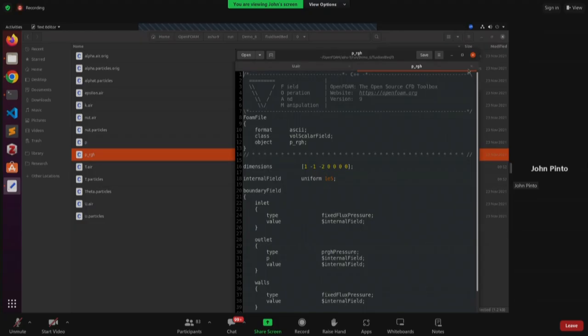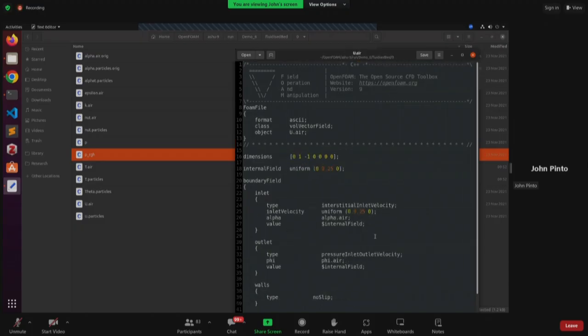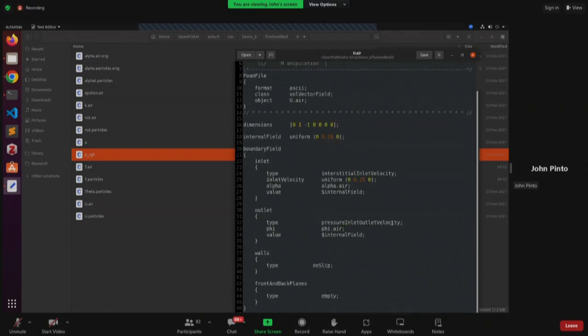Now, if you see your velocity, at the inlet we are specifying an inlet velocity. At the outlet, we are giving a pressure inlet outlet velocity. So what it will do is at the outlet, it will give a zero gradient. And if there is some inflow, it will calculate the inlet velocity based on the flux that is there at the wall. So that is what this boundary condition does. At the walls, we have given a no slip boundary condition. The front and back are empty.